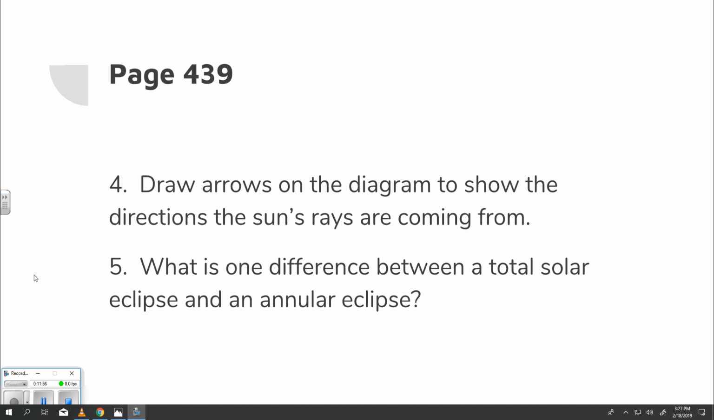During an annular eclipse, the moon does not block the sun completely. Instead, a thin ring of sunlight is visible around the edge of the moon. Question 5. What is one difference between a total solar eclipse and an annular eclipse?